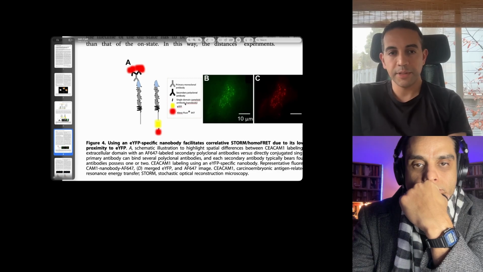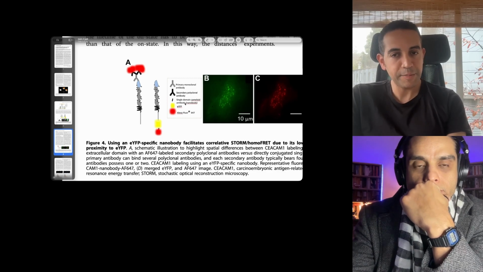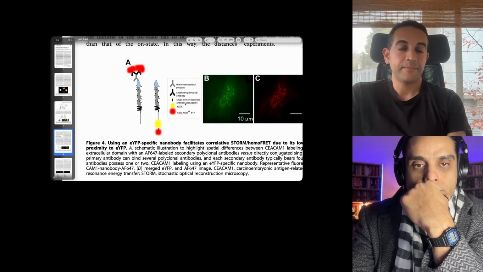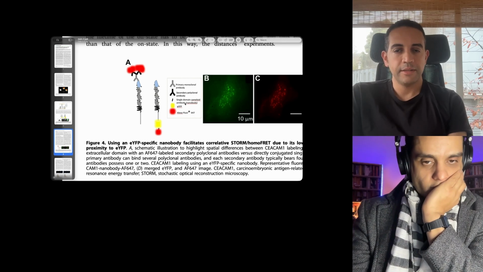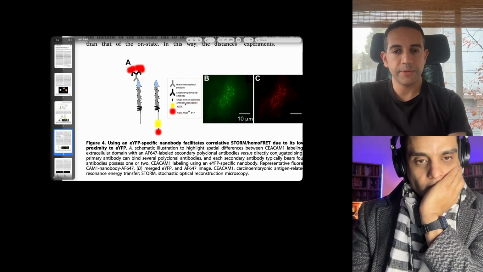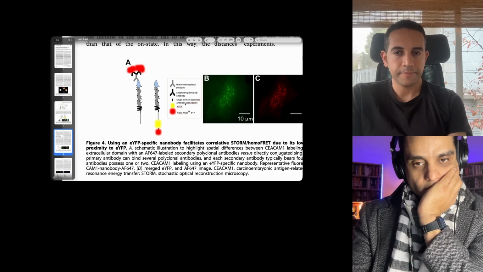And then you could have a nanobody that could be anti-XFP, whatever FP you're looking at. So then, spatially, instead of having a cloud of Alexa 647 sitting on top of the secondaries, just like you have on the left there, you have one fluorophore, 1 to 2 if I remember correctly, sitting on one nanobody in close proximity to the yellow fluorescent protein. And that was very important for us to be able to correlate the two.